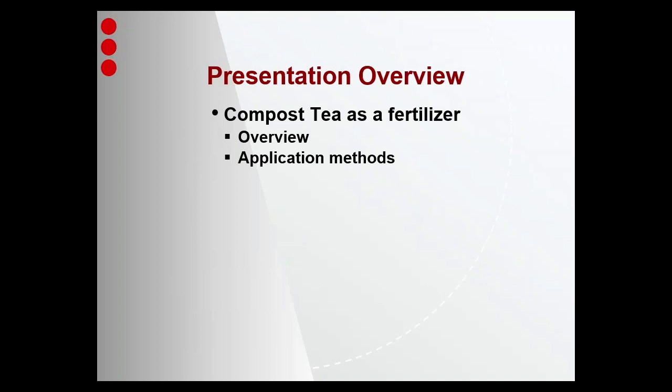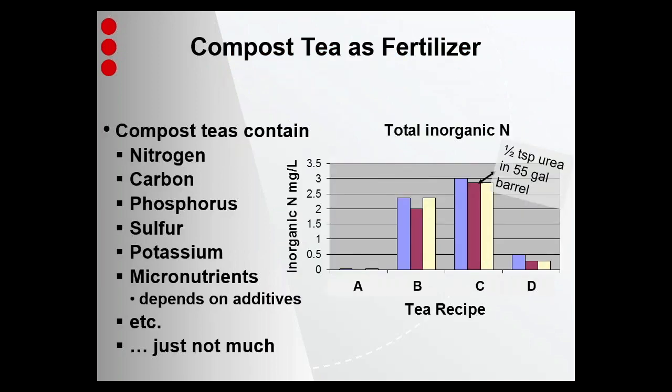All right, so in terms of using compost tea as a fertilizer, what we're going to see is it's actually pretty low in nutrition. So here we have these same 4 compost teas that we were looking at earlier, and the one that has the highest nitrogen has the equivalent nitrogen of about 1/2 teaspoon of urea in 55 gallons. So you're really not getting a lot of nitrogen out of your compost tea. If that was your only nitrogen fertility, you'd be in pretty big trouble.